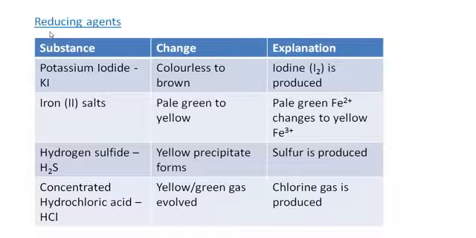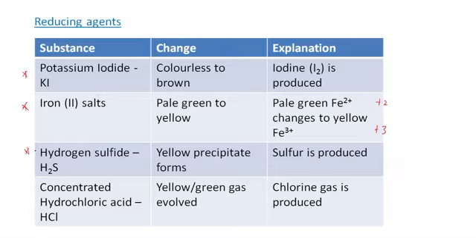Now we need to be able to give examples of reducing agents. Potassium iodide is a reducing agent, and the color change is colorless to brown. And the explanation for this is that iodine is being produced. Alright. Iron 2 salts also act as reducing agents, and they change from pale green to yellow, in which case we are moving from oxidation state +2 to +3. If the iron 2 salts are acting as a reducing agent, it will be oxidized. So that is why it is going from oxidation state +2 to +3.